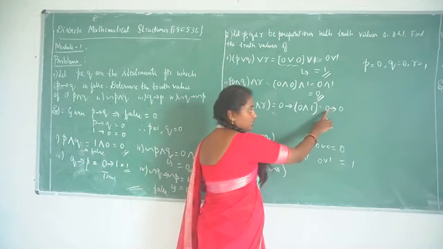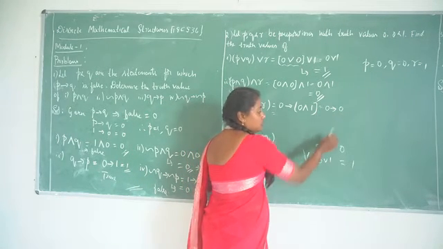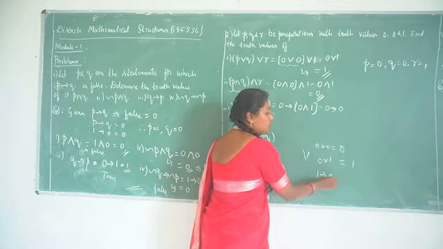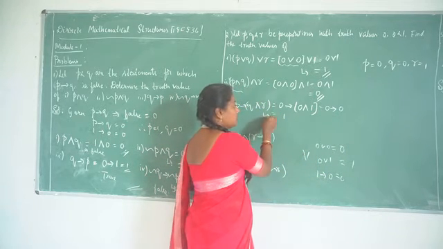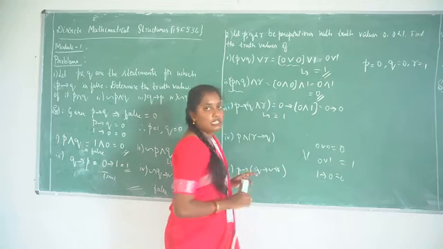0 and 1 is 0. Then 0 implies 0. So the conditional proposition is 0 only in the case 1 to 0. 0 to 0 value is 1. Then the value of this compound proposition is 1, which is true.